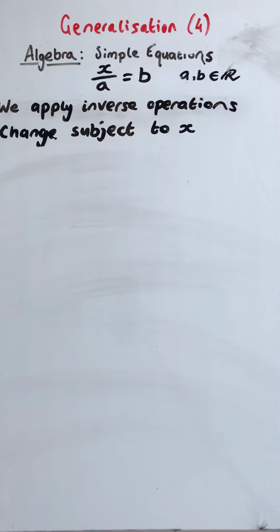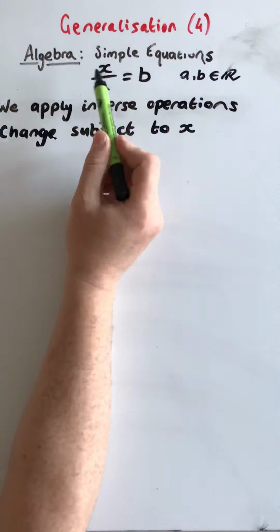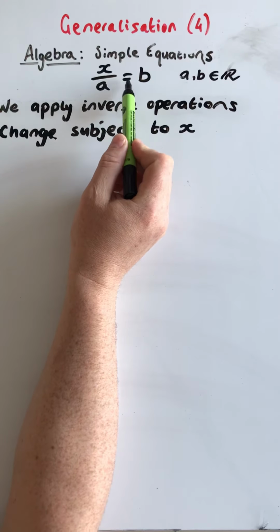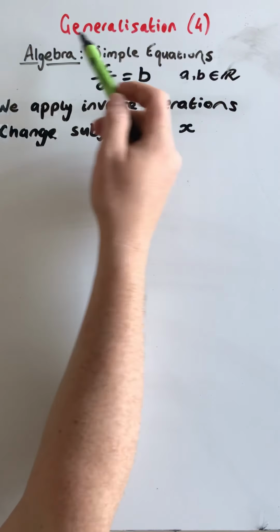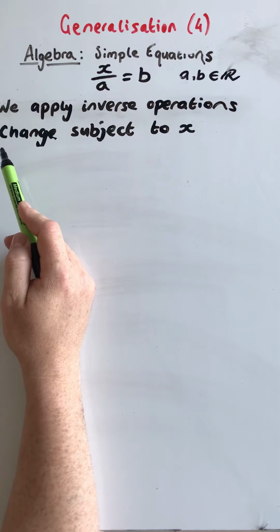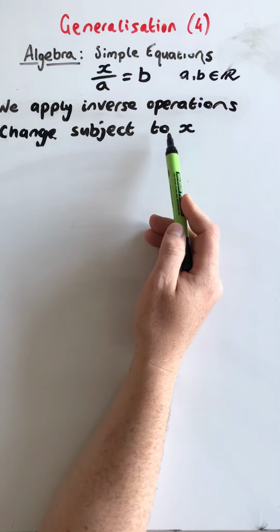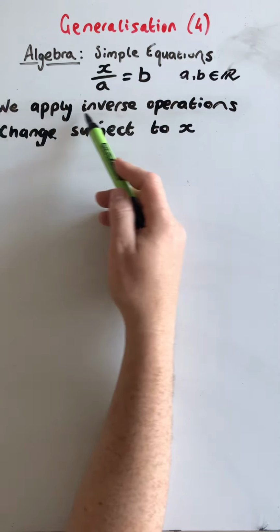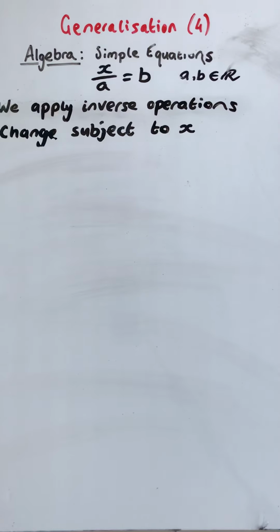We are going to solve simple equations which take this form: x divided by a equals b. We are going to generalise this. We're going to solve this by changing the subject so the x is on its own, and we are going to apply inverse operations. This is the mathematical procedure that you'll always do when solving equations, applying the inverse operations.